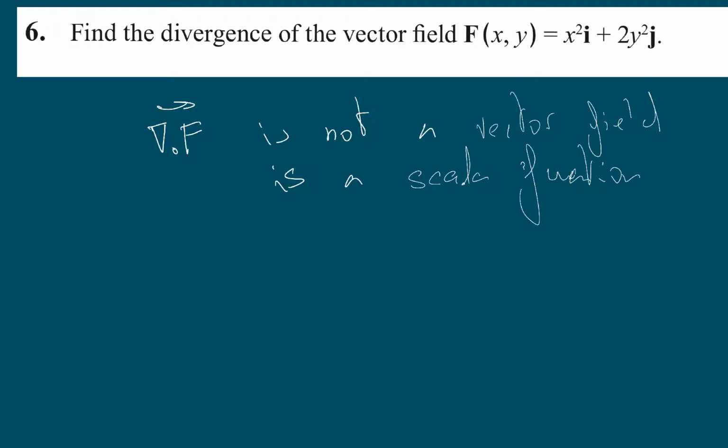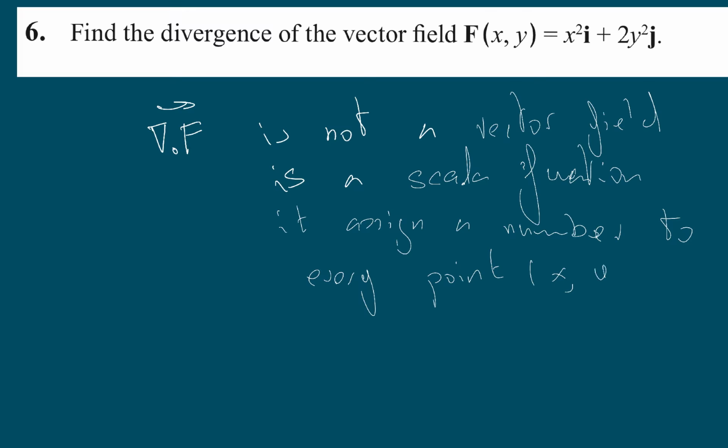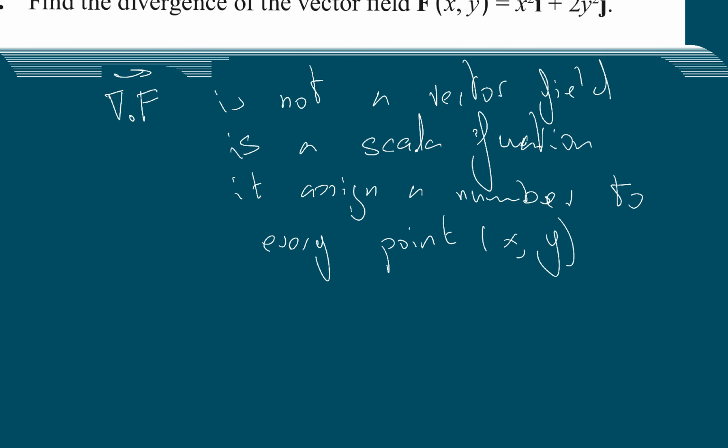It assigns a number to every point x comma y. And what is this number? The number is obtained by this.